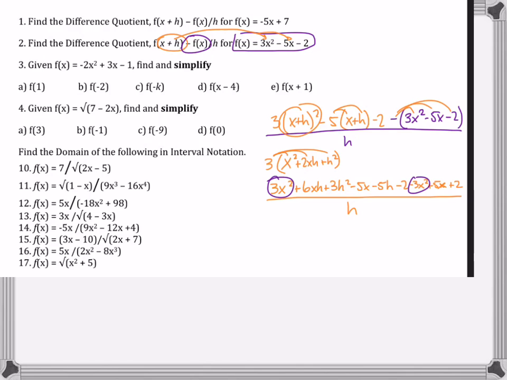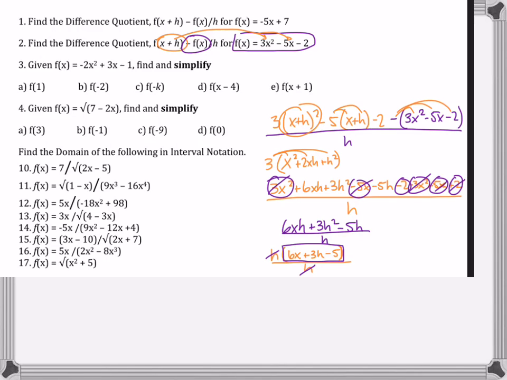So 3x squared has negative 3x squared. Negative 5x has positive 5x. Negative 2 has positive 2. So all I have left is 6xh plus 3h squared minus 5h. And this time I can't just simply cancel out an h from top and bottom. This time what I have to do is factor out an h from the top. So take an h out of everything, which leaves me 6x plus 3h minus 5, all divided by h, which cancels out. So my difference quotient for this function is 6x plus 3h minus 5.